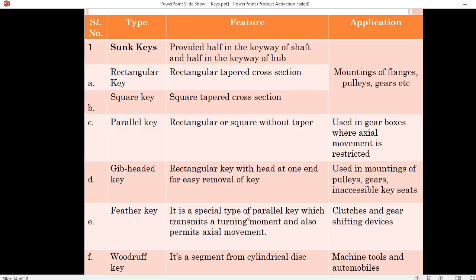Next is our feather key. It is a special type of parallel key which transmits turning movement and also your axial movement, you have seen, and it is used for gear shifting devices and clutches. Next is our Woodruff key. It is a segmented form of cylindrical disc which is used in machine tools and automobile construction.